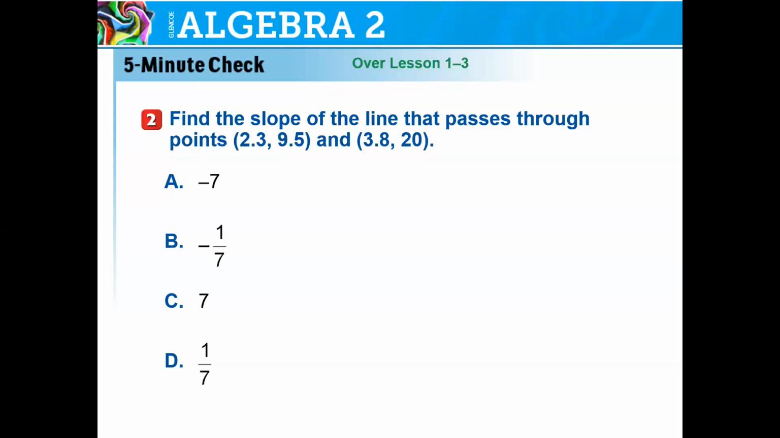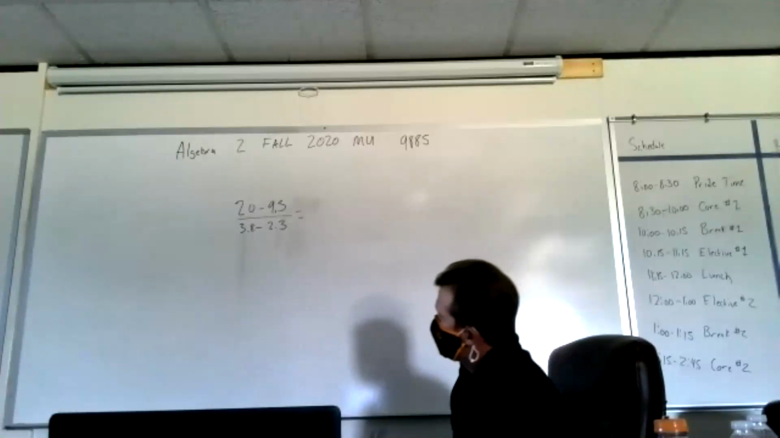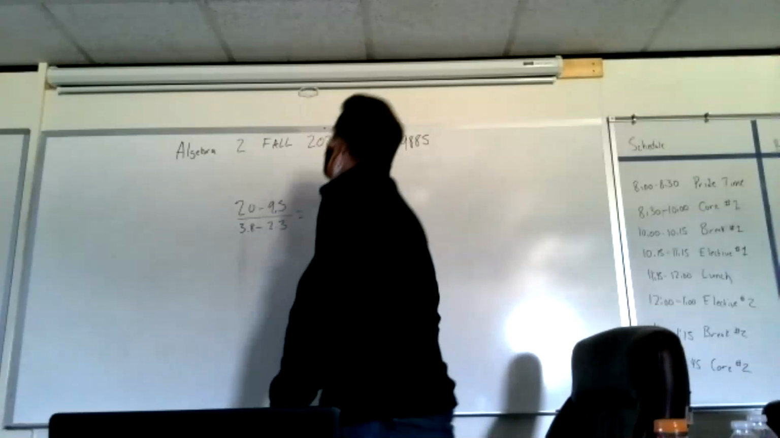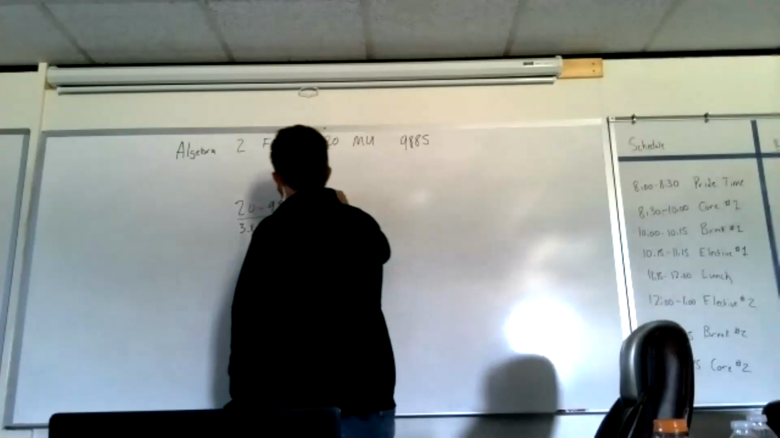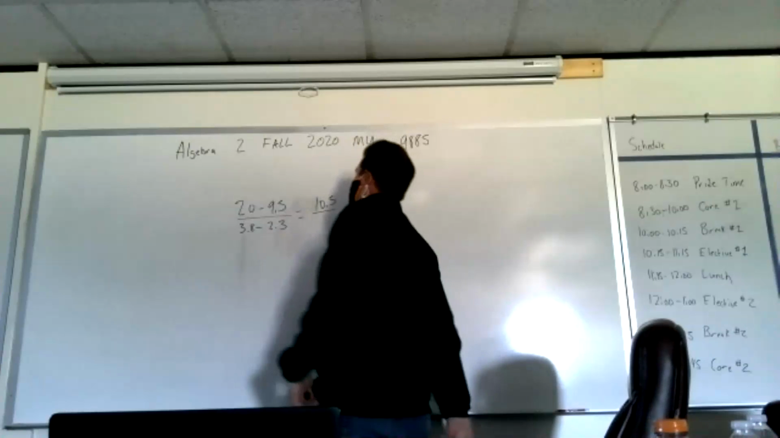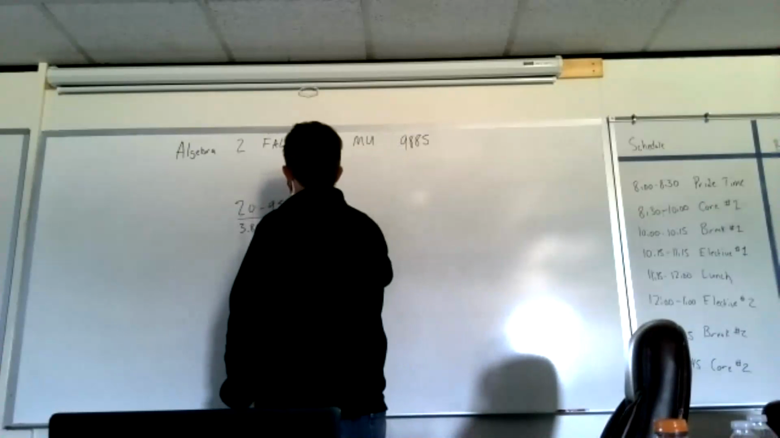So on the top, I would have 20 minus 9.5 and 3.8 minus 2.3. Okay, using the slope formula, so that's what I'm working with. So 20 minus 9.5 is 10.5, and 3.8 minus 2.3 is 1.5.